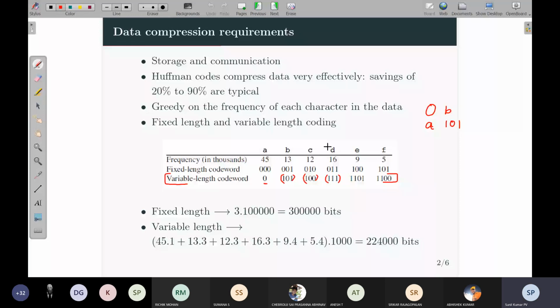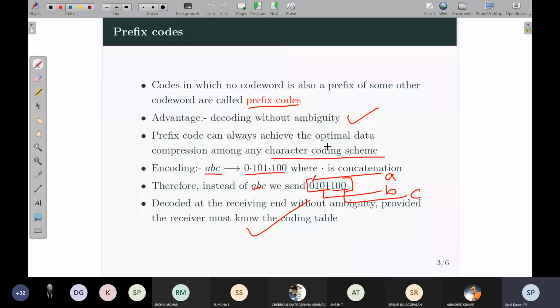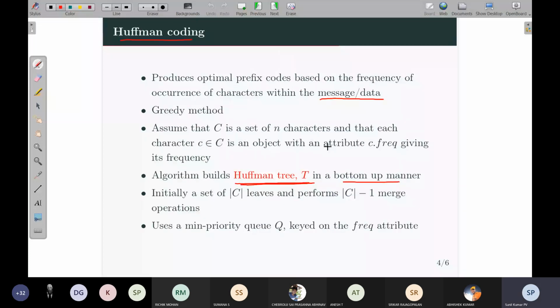Such codes are known as prefix codes, and Huffman code is a coding scheme which generates prefix codes, meaning it satisfies both these requirements. So here, this is how you can generate a Huffman tree. Let us just quickly read this since you already know the concept, it's easy.